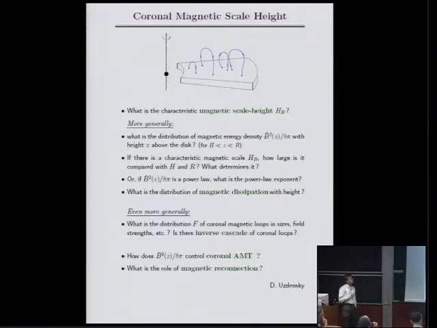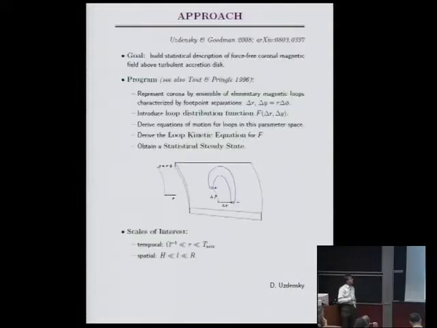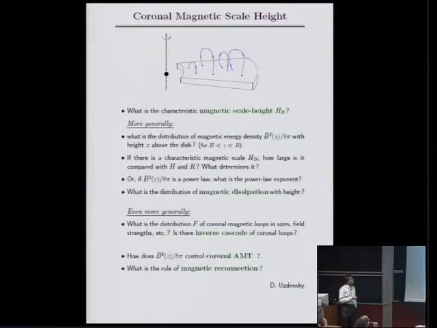But to do this, we probably ought to ask more general questions. For example, not just what is the magnetic scale height, but what is the distribution of magnetic energy density with the height above the disk, because it's some function. Specifically, we're interested in the range of scales much larger than the gas scale height of the disk, but still much smaller than the radius. If this function has a characteristic scale, which I call h sub b, then what is this scale? What determines it? How large is it compared with h and with r?